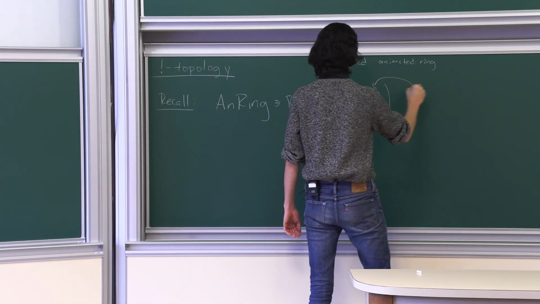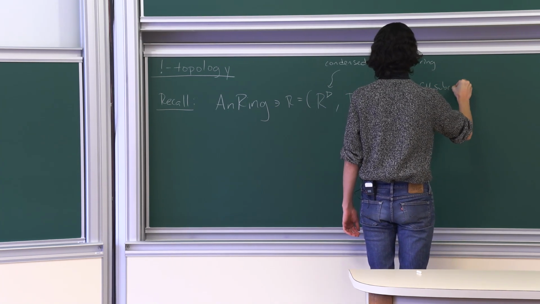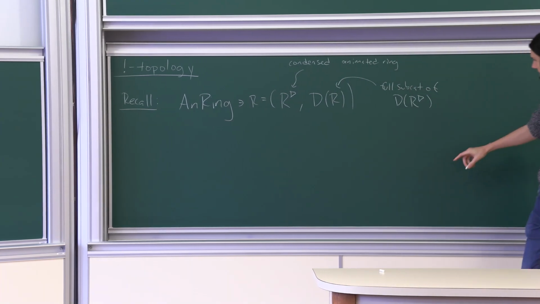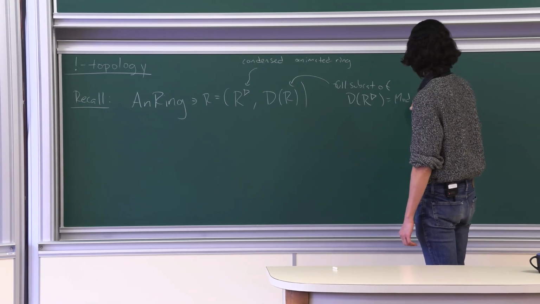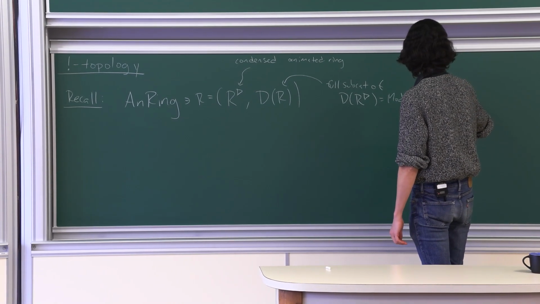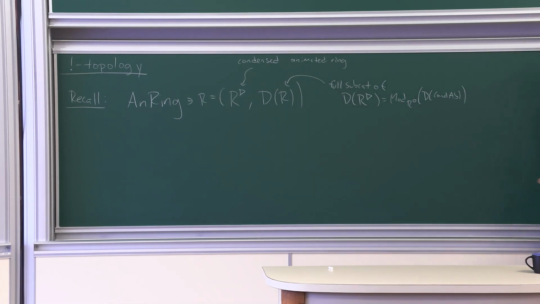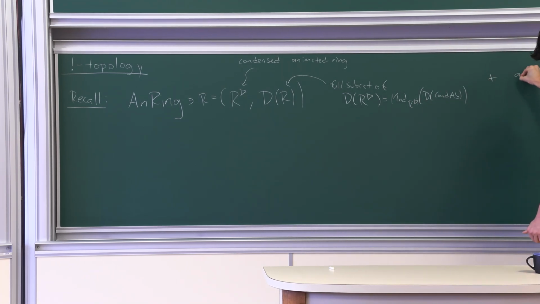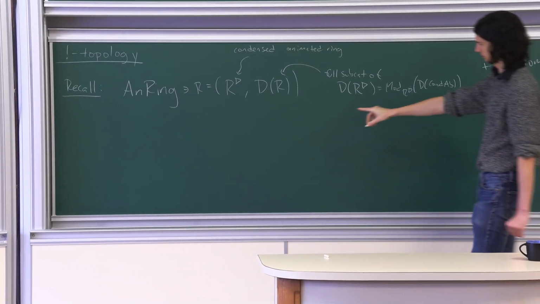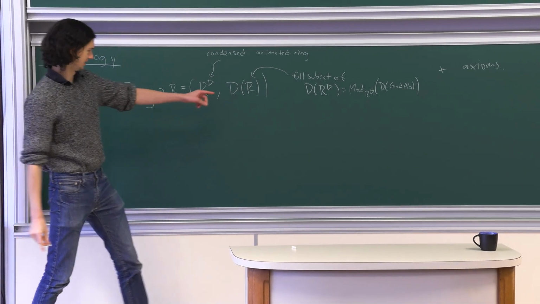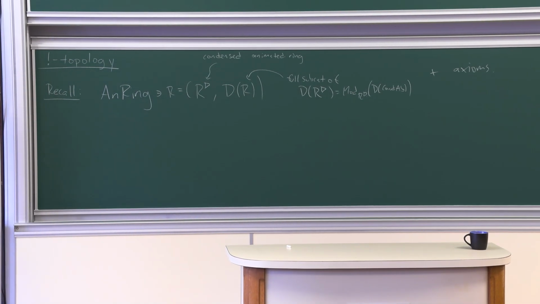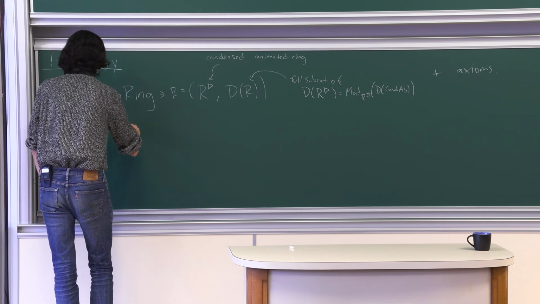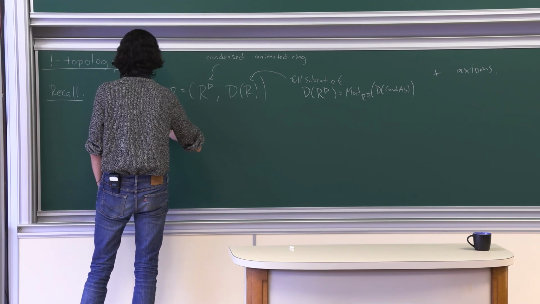And this is a certain full subcategory of what you could call D of R triangle, which is R triangle modules in derived condensed abelian groups, satisfying certain nice closure axioms, which I won't recall right now. And then we define the category of affine spaces to just be the opposite category.